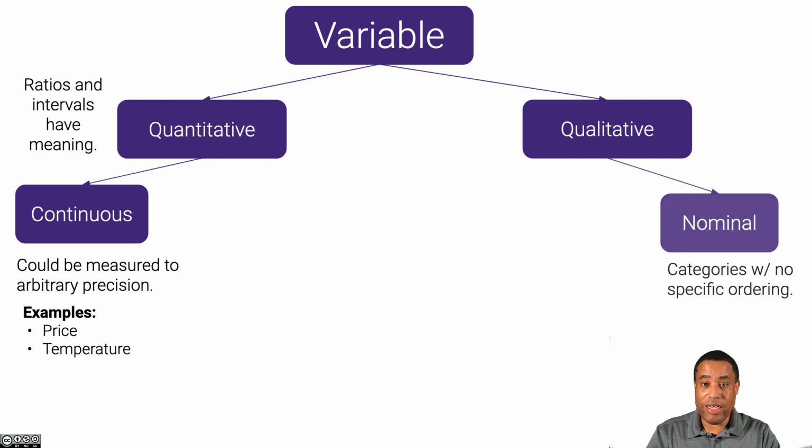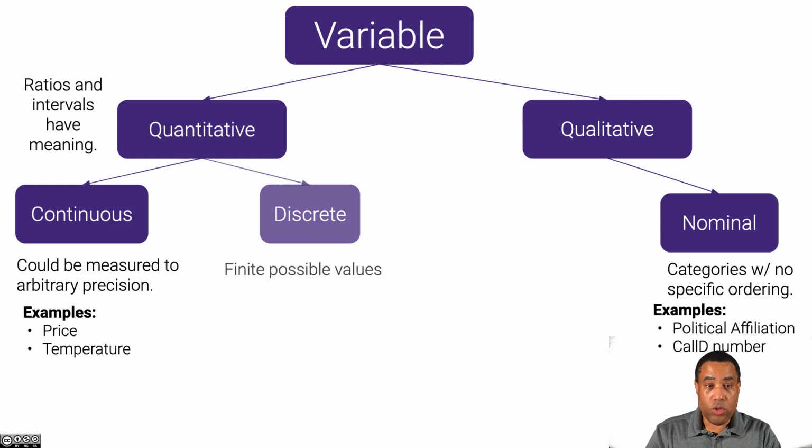On the other side, an example of a qualitative variable is a nominal variable. And here you have categories with no specific ordering. So examples include political affiliation and Cal ID number. And so if you think about it, there's no ordering associated with political affiliation, and similarly, there's no ordering associated with a Cal ID.